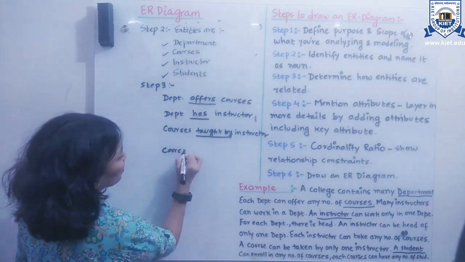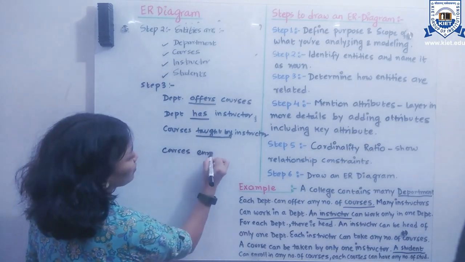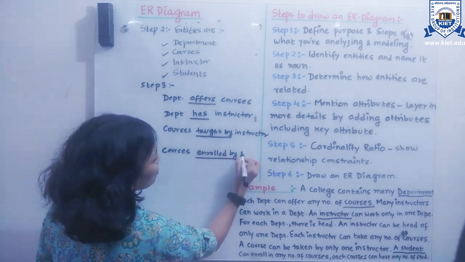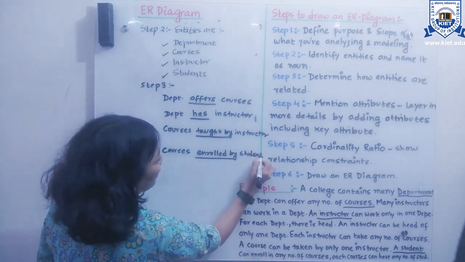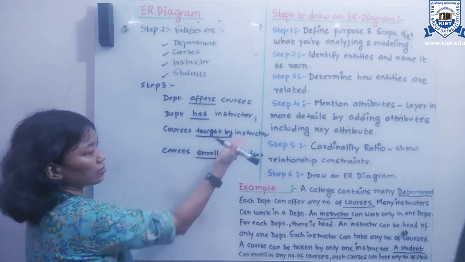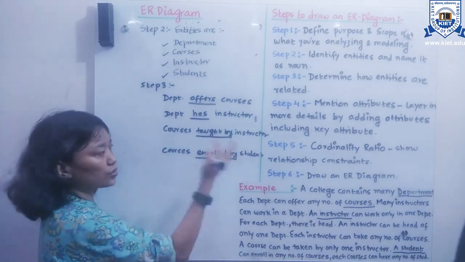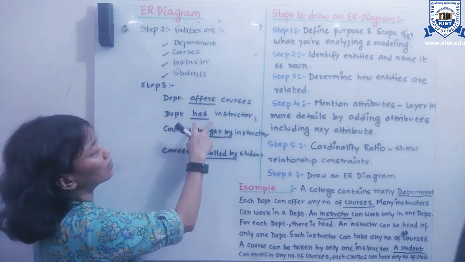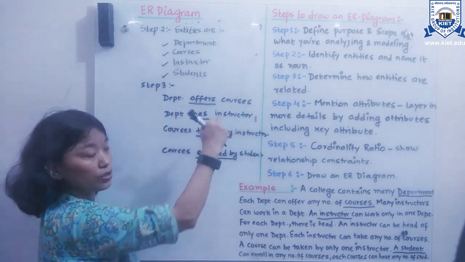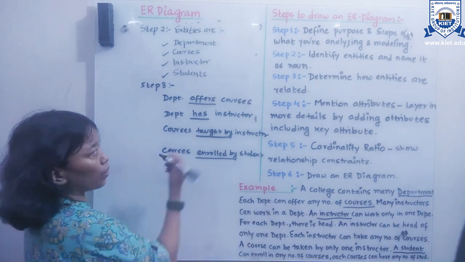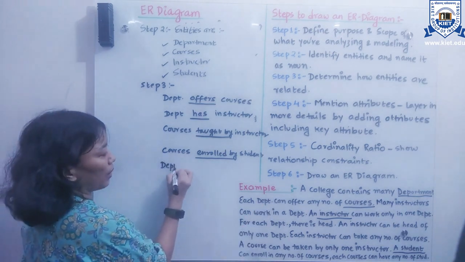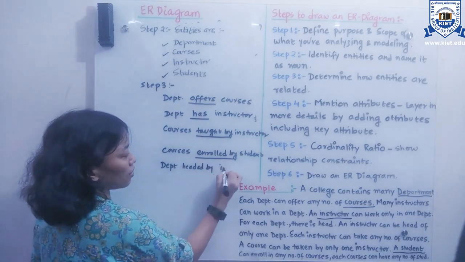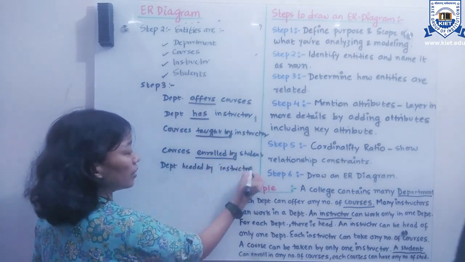Courses enrolled by students. In fact, I can say instructors teach students. So this can also be a relationship. Obviously, I can say department headed by instructor, because I mentioned that over there. So I will write department headed by instructor, who would be the head.